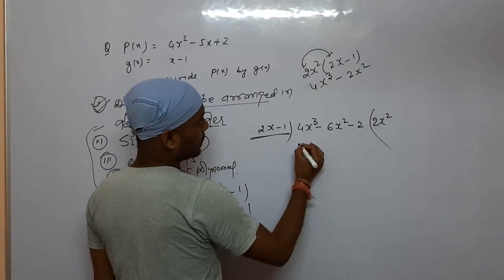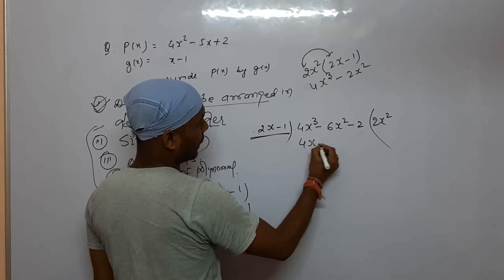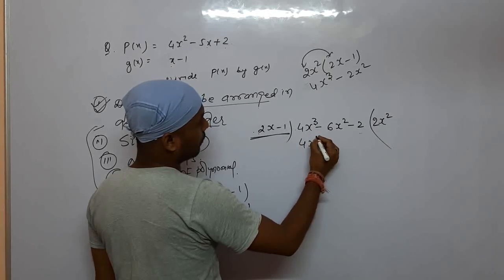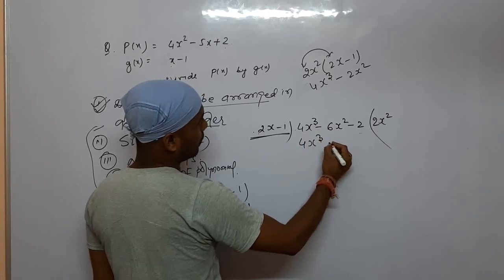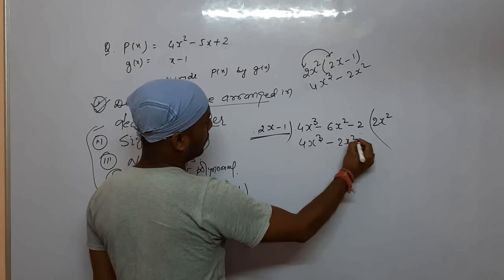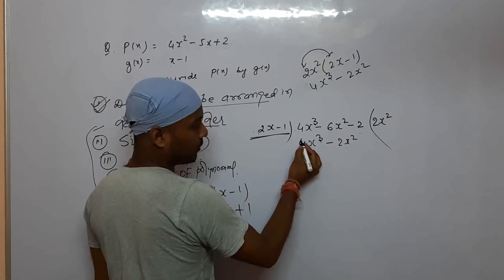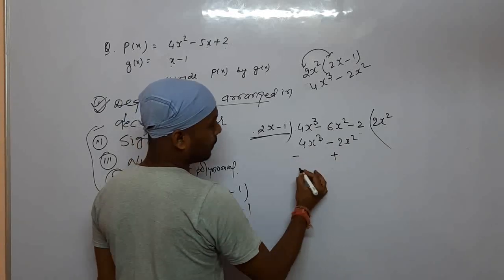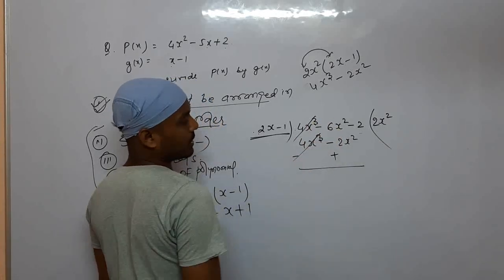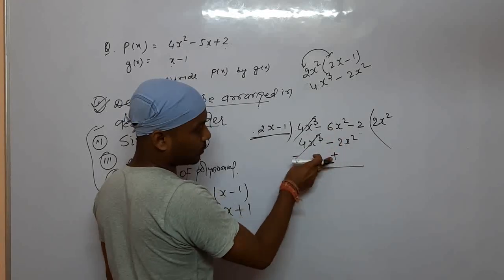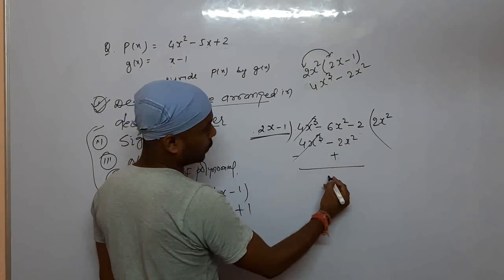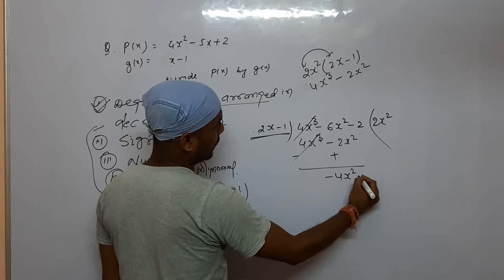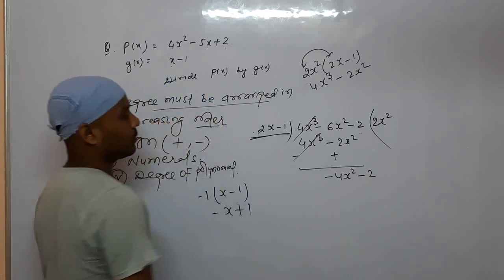So just write the value below the like variables. 4x cube minus 2x square. Change the sign. 4x cube is positive, negative, minus, so positive. This value will get cancelled out. Minus 6x square plus 2x square. You will get minus 4x square minus 2.